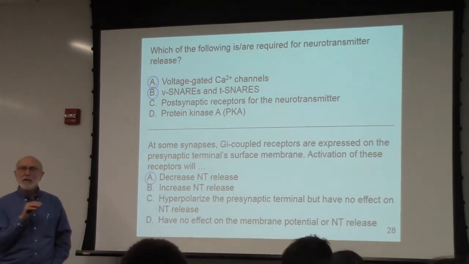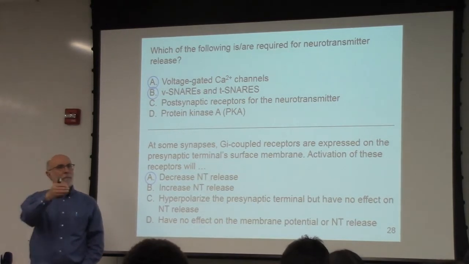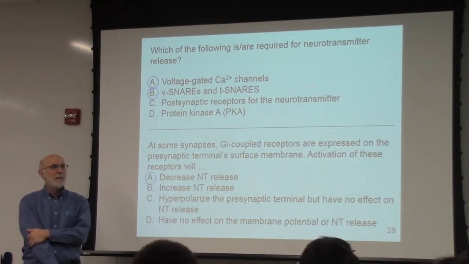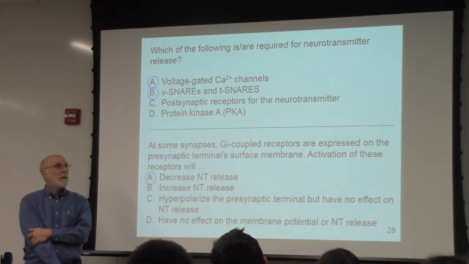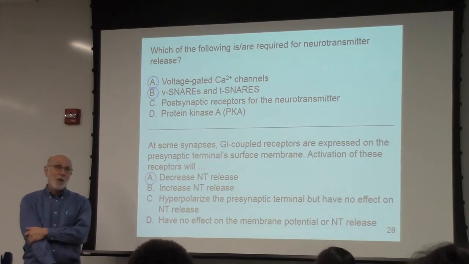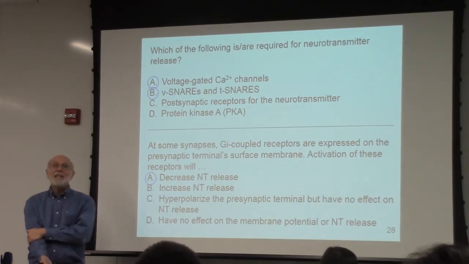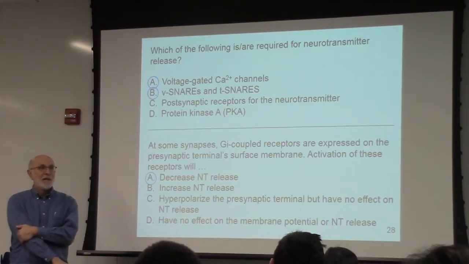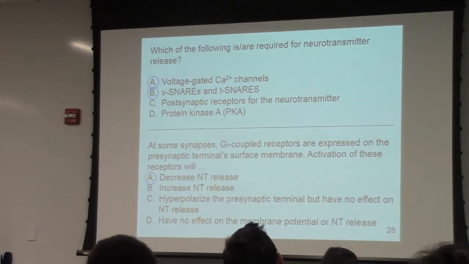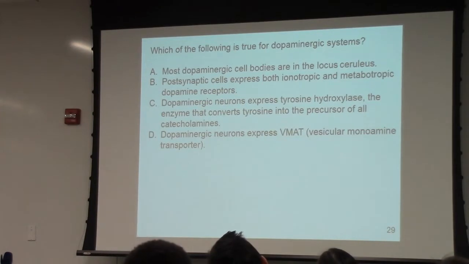Why would hyperpolarization lead to a decrease in neurotransmitter release? What do we need to get neurotransmitter release? Calcium. Where does the calcium come from? Voltage-gated calcium channels. What opens voltage-gated calcium channels? Depolarization. Is hyperpolarization adding to or subtracting from depolarization? It's subtracting from, so that's why we get inhibition. Which of the following is true for dopaminergic systems?